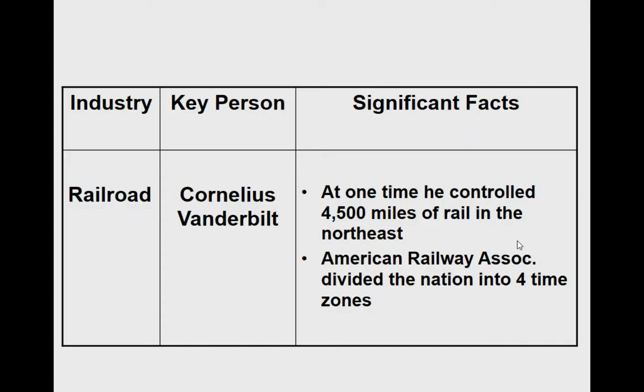All right, so for this one, you've got key industry railroad, key person, Cornelius Vanderbilt. A little bit about how much he controlled, as well as time zones. Pause, right?